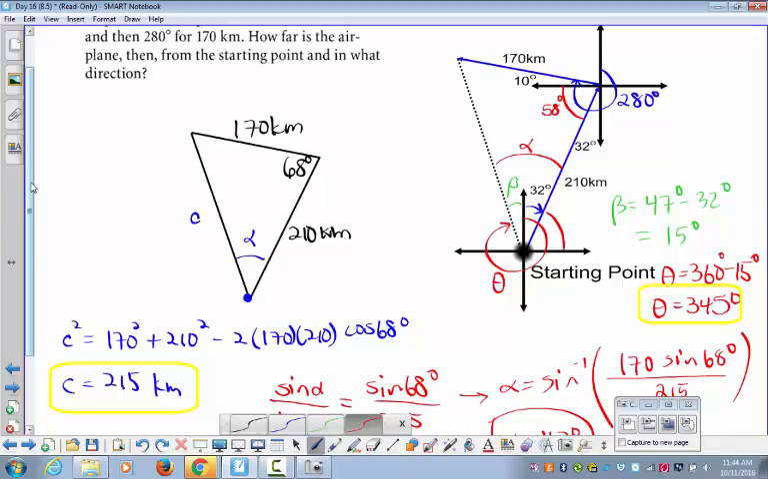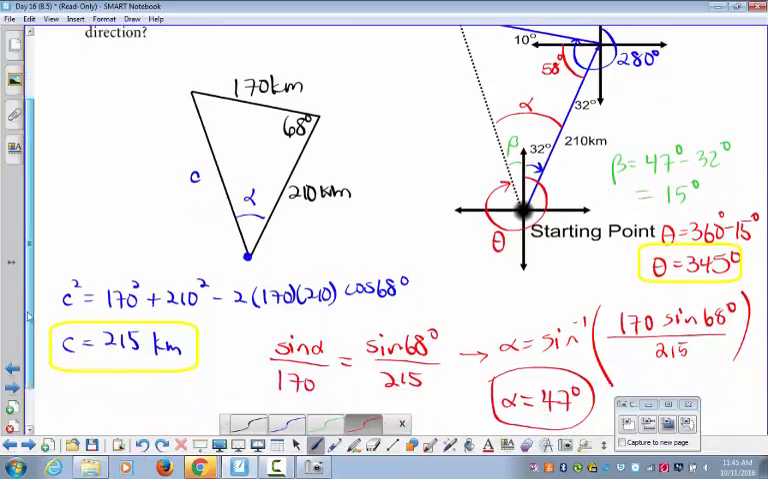So the only way we're going to be able to get to beta here is by knowing the alpha. So if we get that whole alpha, we can subtract off the 32 to get to that one. Yeah, it's a little bit of a puzzle.